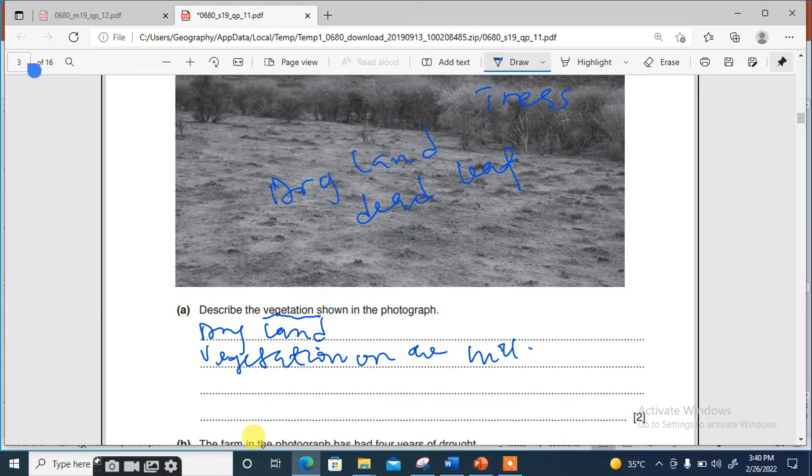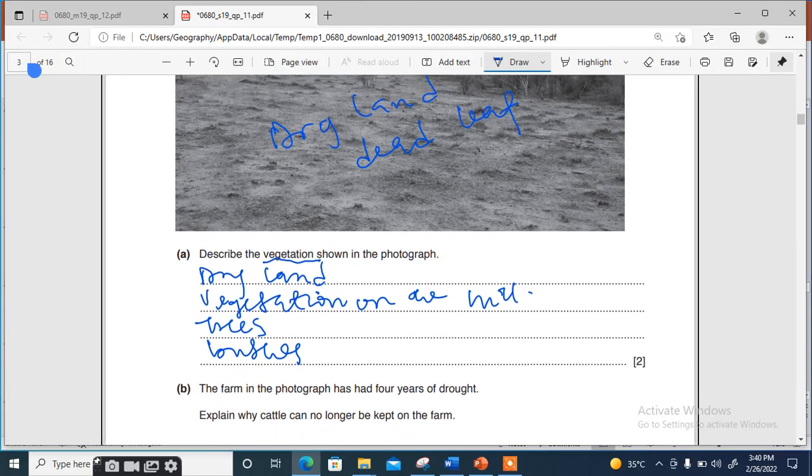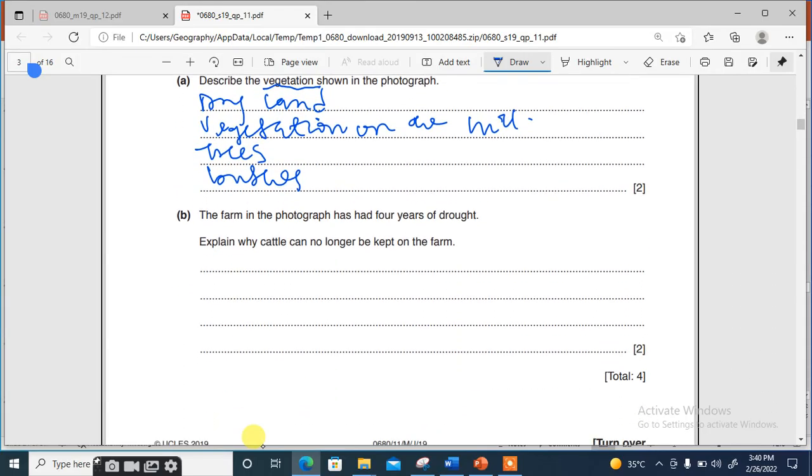Now there are trees. There are also bushes. All these are found here. That's all. You get your 2 marks. Now the farm in the photograph has had 4 years of drought.